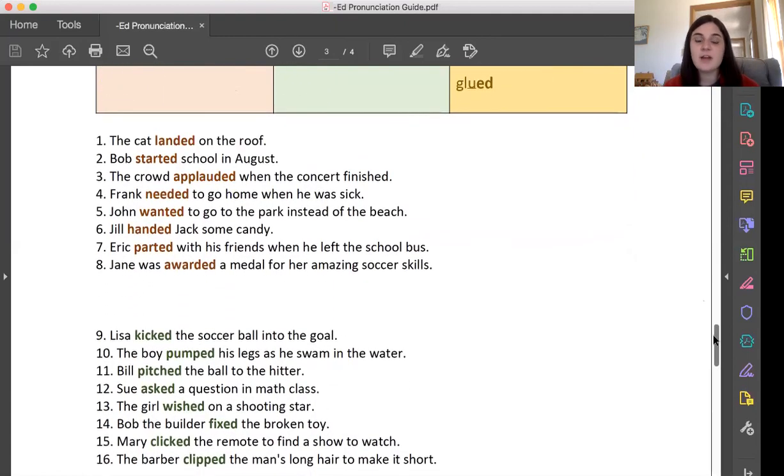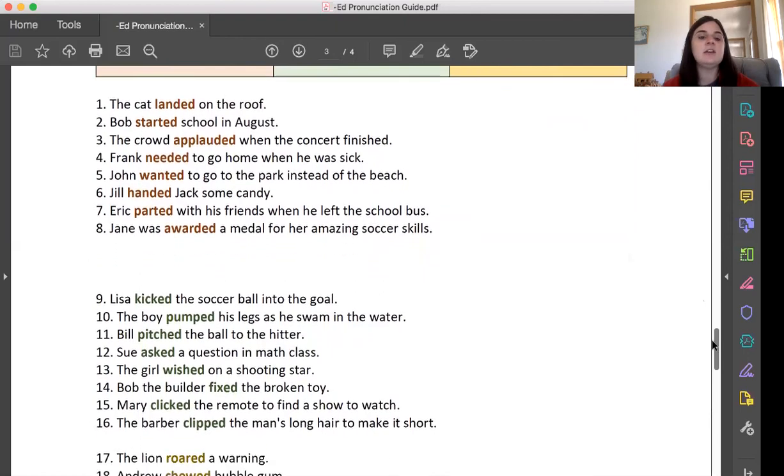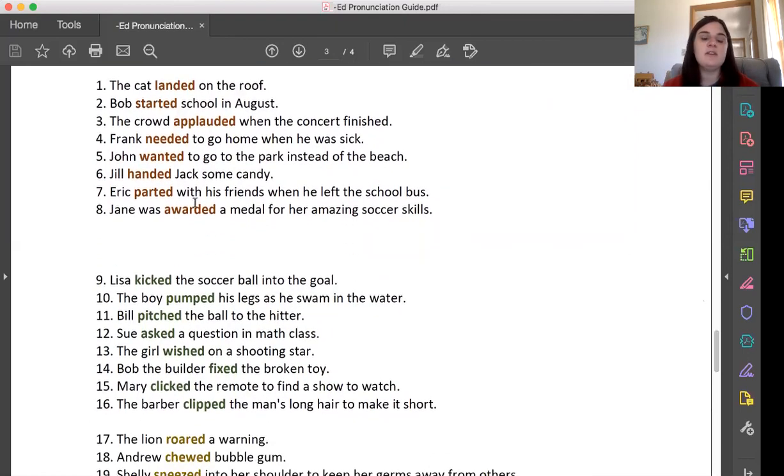Tomorrow, you're going to practice these words again, and you're going to practice saying them in sentences. Like number 1, the cat landed on the roof. Landed. So you're trying to pronounce the words correctly. Bob started school in August. The crowd applauded when the concert finished.